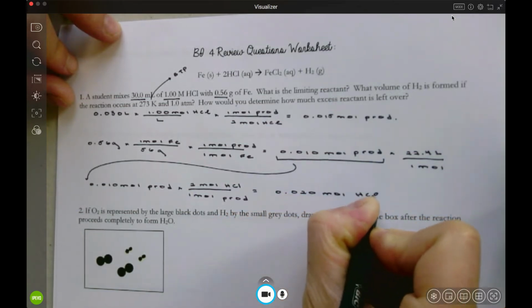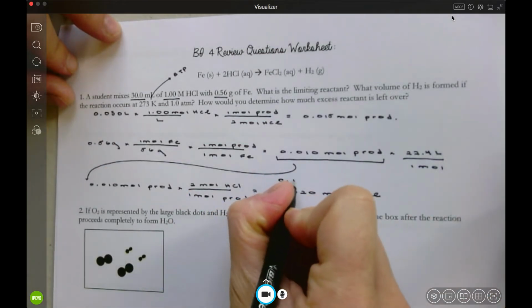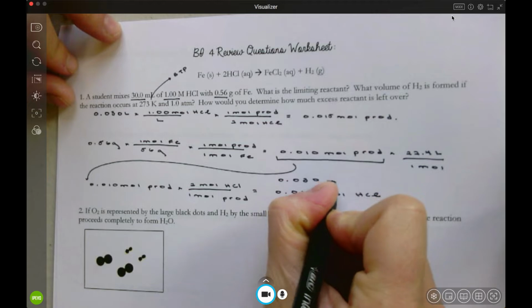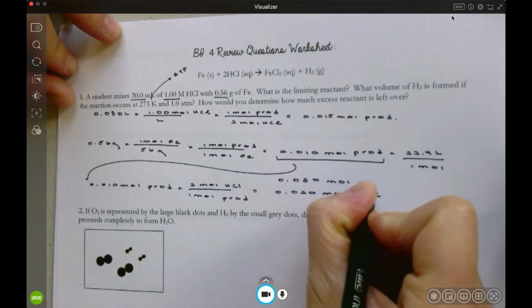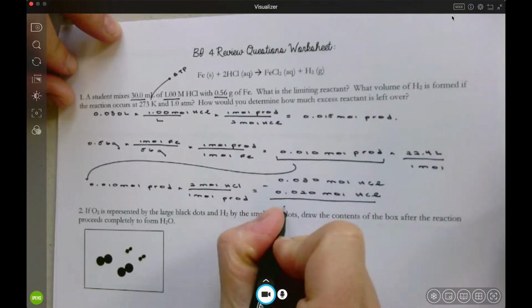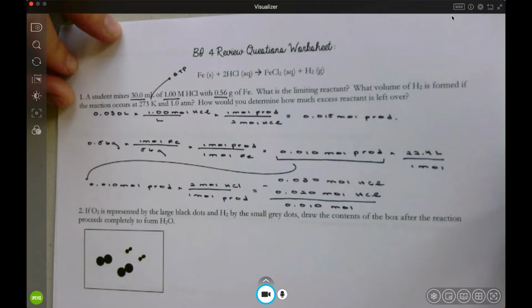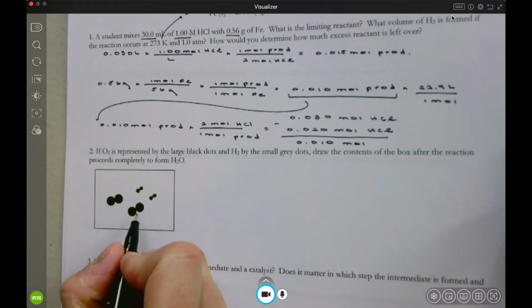How many moles of HCl did I start with? If I multiply these, I started with 0.03 moles of HCl. I used 0.020, so what's left over? 0.010 moles. Okay.